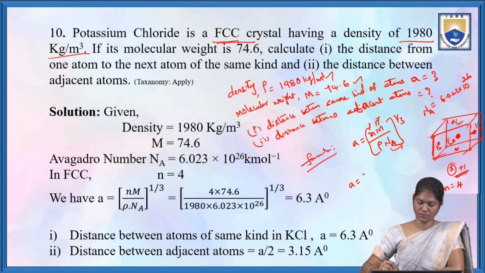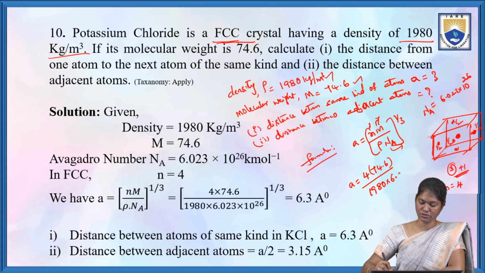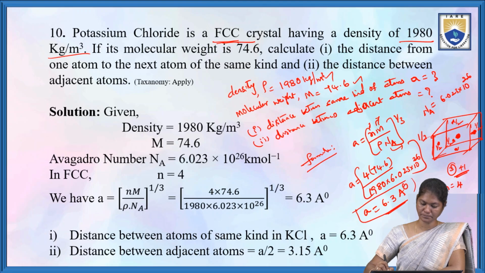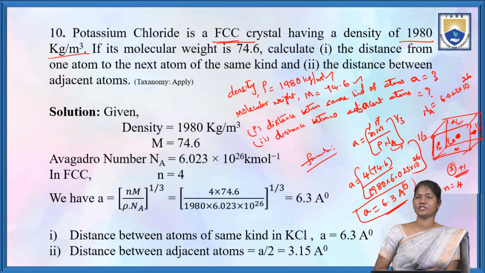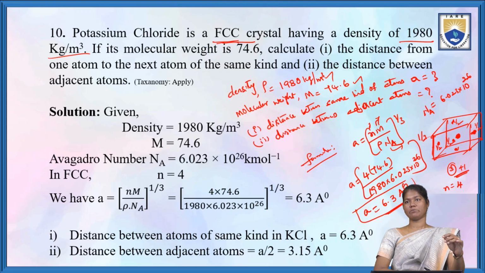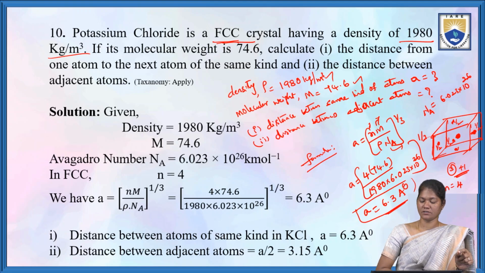So a is equal to (4 into molecular weight 74.6 divided by rho 1980 into Avogadro's number 6.023 into 10 power 26) whole power 1 by 3. So it is equal to 6.3 angstroms. This is a, the lattice parameter. That is the distance from atom to atom of the same kind in the potassium chloride crystal, KCl. Distance of same kind of atoms.